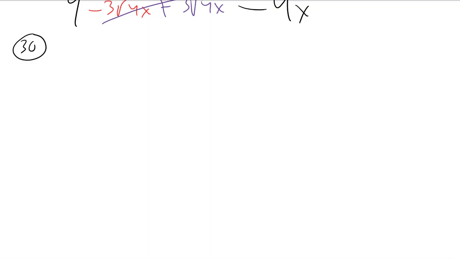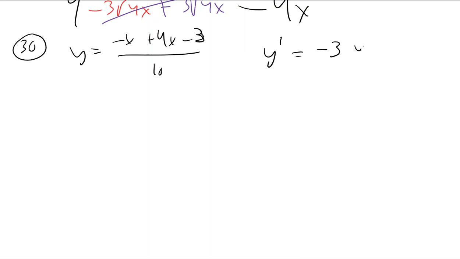Alright, so 30 on the review says a point moves along the curve, y equals negative x plus 4x minus 3 over 10, so that the y value is decreasing at a rate of 3 units per second. So to me that sounds like y prime, the rate of change of y, is negative 3 units per second.